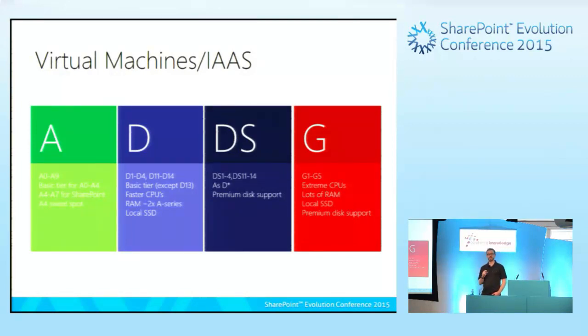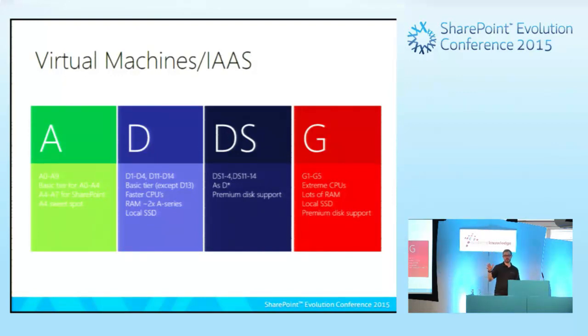A0 is the smallest machine you can get. It costs you about $10 a month to run. So it's very cheap, but it's a shared core with 768 megabytes of RAM, so it's a very small machine. Not recommended for anything but small testing or a development domain controller, for instance. A4 is the sweet spot when it comes to the A servers.